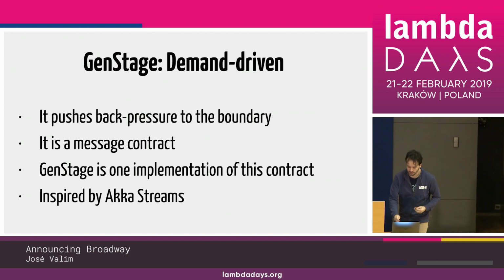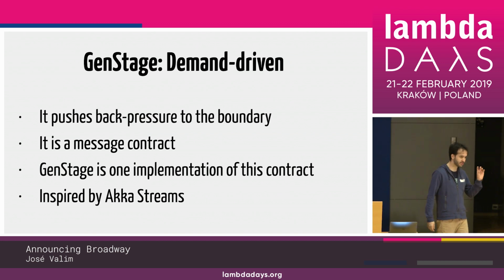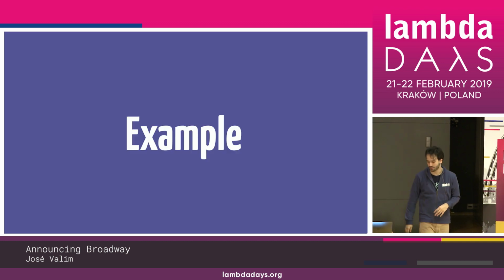So let's see an example on how this all works, right? A very quick example. So imagine we have this very simple pipeline. We have a producer with a count, which means that it is counting 0, 1, 2, 3, up to infinity.